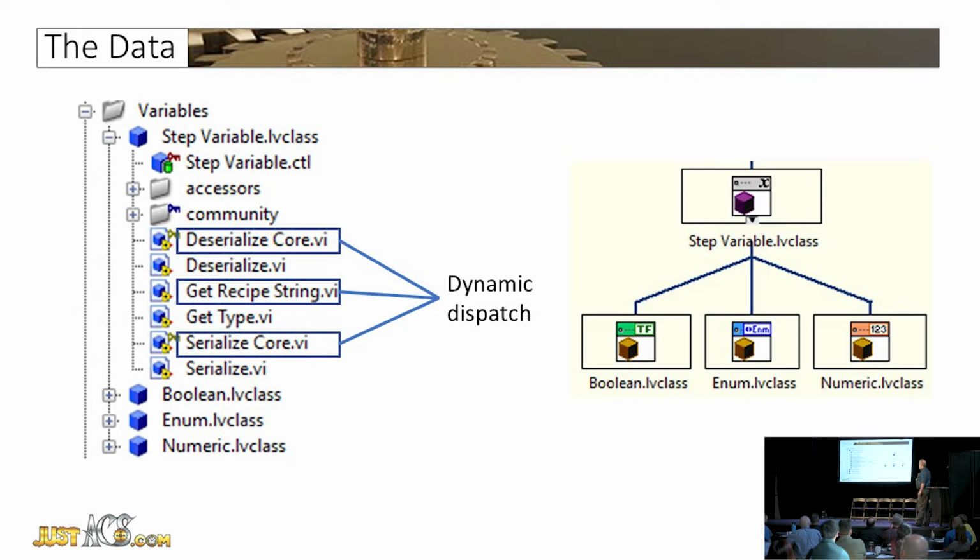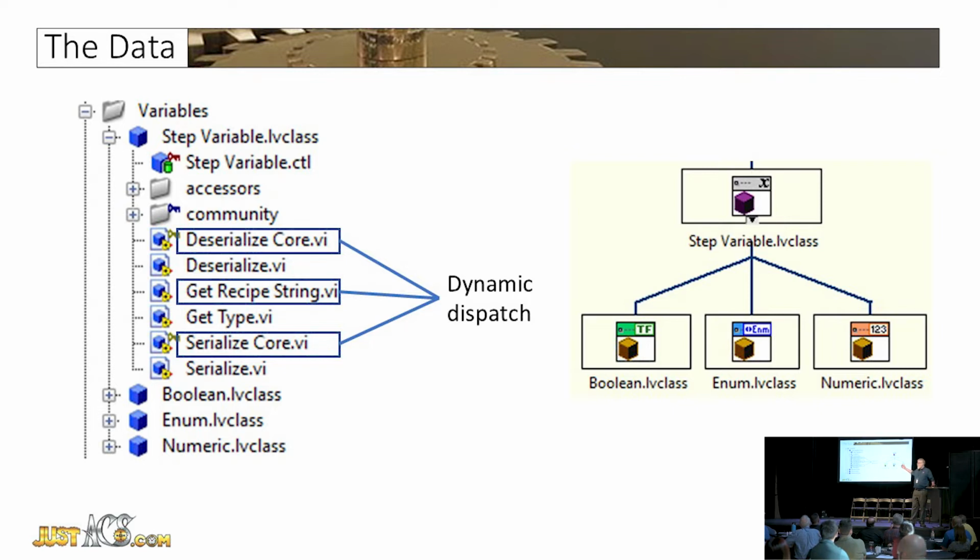And then the step variable parent class defines things like how do I serialize to disk or deserialize from disk? What is the snippet of text that goes in the recipe string, right? When we're putting that together, that shows me what the variable is. Okay? Basic representation of data in LabVIEW.